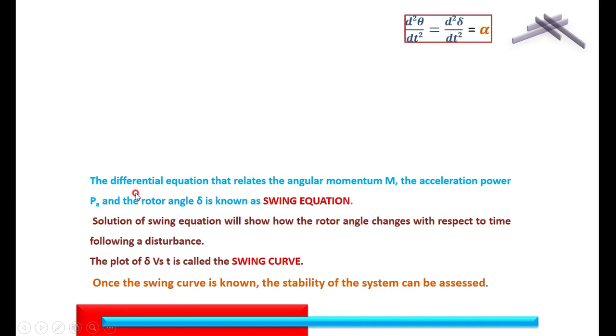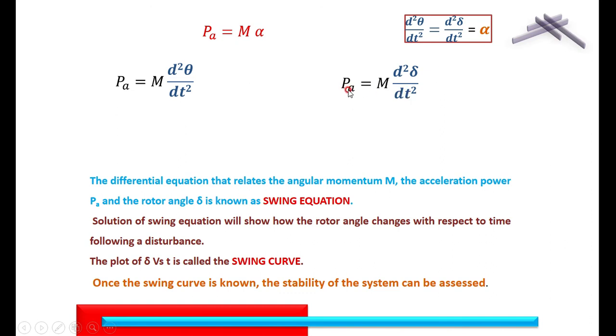Then d square theta by dt square is equal to d square delta by dt square, already we have derived, that is what we are calling the acceleration. Therefore, Pa is equal to m into alpha. That is already we have defined this. However, alpha is equal to d square delta by dt square. Pa is as it is, m as it is. Instead of alpha, I can put d square delta by dt square, or Pa is equal to m d square delta by dt square.